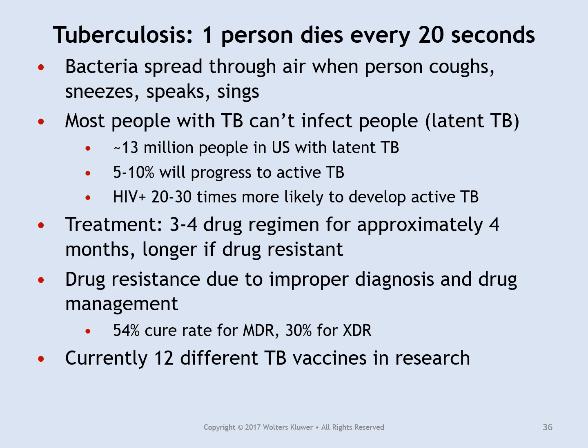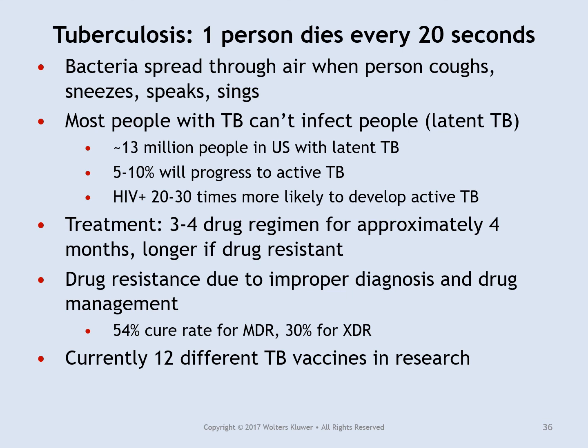All right, let's talk about a happier disease. How about tuberculosis? 1 person dies from TB every 20 seconds worldwide. So that's 3 people a minute, 180 people an hour. That's a lot of people. That's a lot of tuberculosis. TB is a bacterial infection. It's spread through the air when someone coughs or speaks or sneezes or sings, very similar to coronavirus.